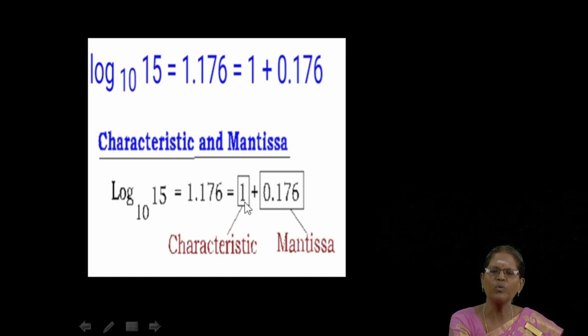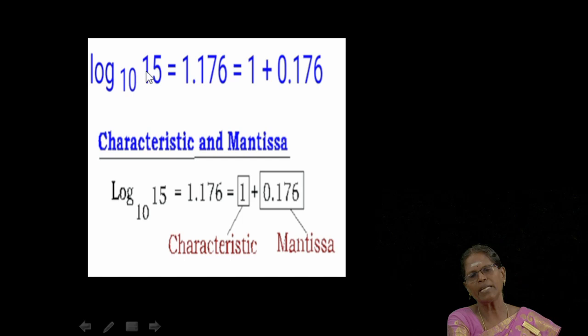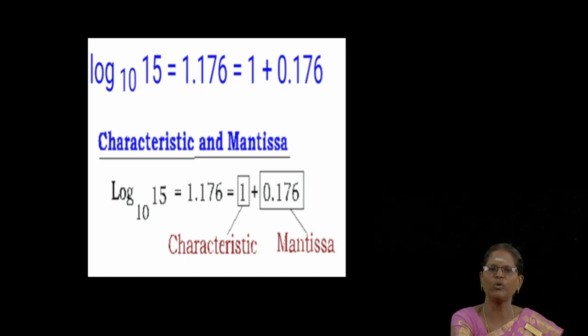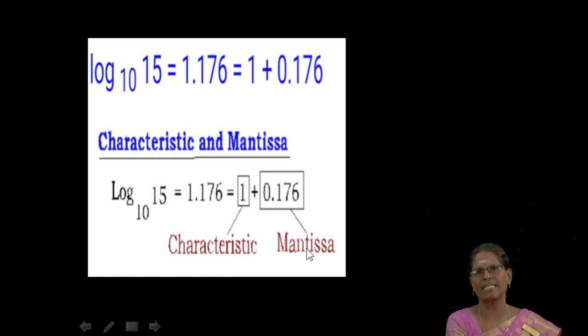Now we have to come to the characteristic part. How to find the characteristic? We have to count the number of digits in the number. Here the number is 15. In the number 15, how many digits are there? 1 is one digit and 5 is one digit, so totally there are 2 digits. We have to subtract 1. So 2 minus 1 is equal to 1. So the number 1 is the characteristic and 0.176 is the mantissa. We have to keep in mind that the mantissa will always be positive, but the characteristic may be either positive or negative.